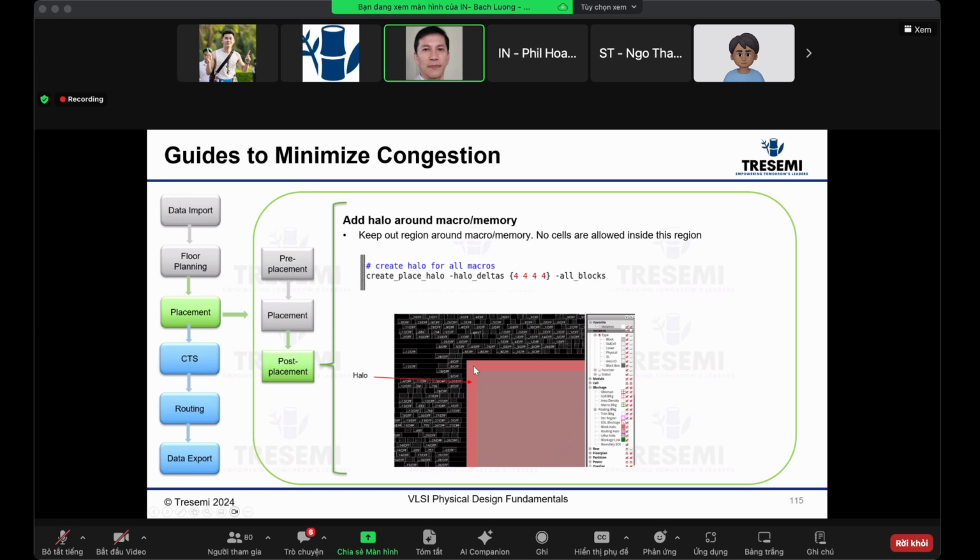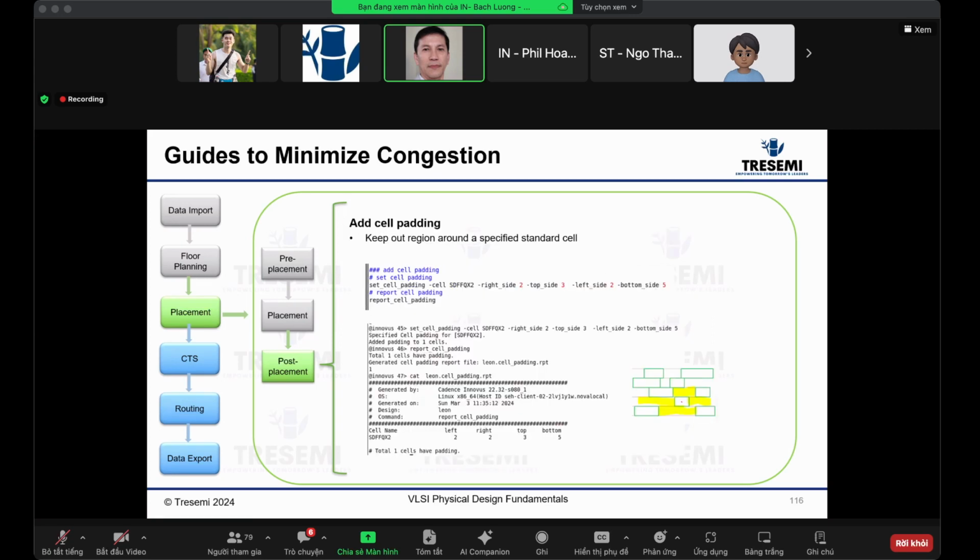Okay, add cell padding. I don't remember if we actually talked about cell padding before. But anyway, cell padding is a way to pad a cell around a particular macro, right? If you know that a flip-flop has a lot of pins and you want to reserve space around it, on the left and right, you can tell it, do not place any cell next to it on either left or right. This is two units, three units, and so on, on either side of the cell.